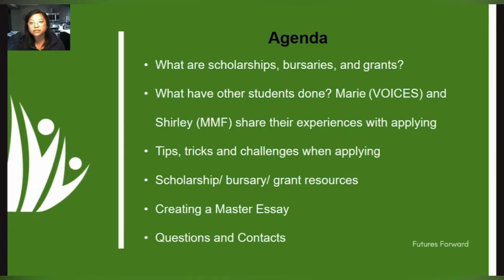We'll look at some tips, tricks, and challenges when applying. We'll also view some different resources of the scholarships, bursaries, and grants that are available. And we'll also look at how to create a master essay, because when you are filling out those different applications, sometimes the requirements may include you to write an essay in order to apply. And when you do create a master essay, it makes the application time a lot shorter, as those essays have very similar topics.